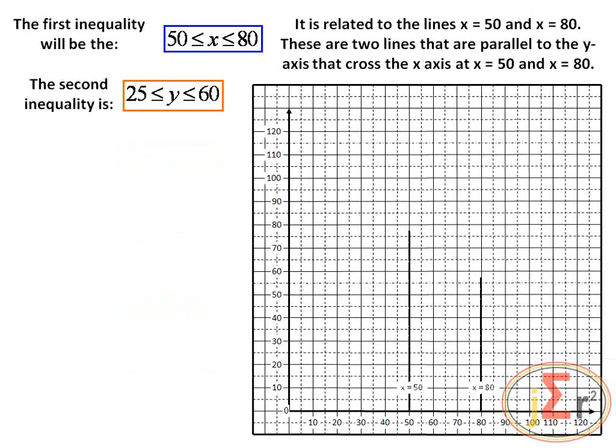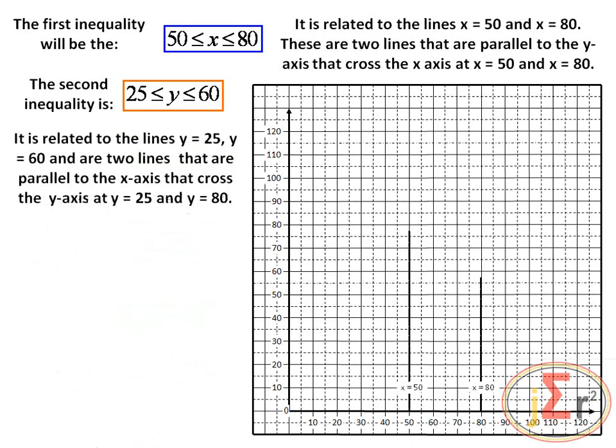And of course that one is related to the lines y is equal to 25 and y is equal to 60, and are 2 lines that are parallel to the x-axis that cross the y-axis at y is equal to 25 and y is equal to 60. There we have them. Y is equal to 60, y is equal to 25, as we have them right here.